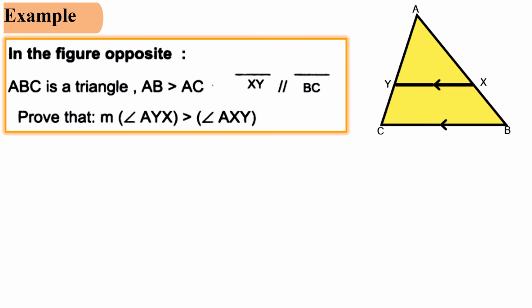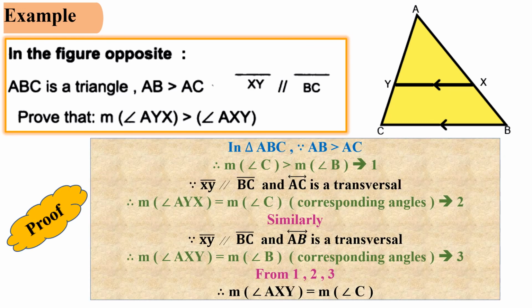Another example here. In the opposite figure, ABC is a triangle, AB is greater than AC, and XY is parallel to BC. Prove that measure of angle AYX is greater than measure of angle AXY. Okay, in this proof, in triangle ABC, since AB is greater than AC, then measure of angle C is greater than measure of angle B, and this is number 1.